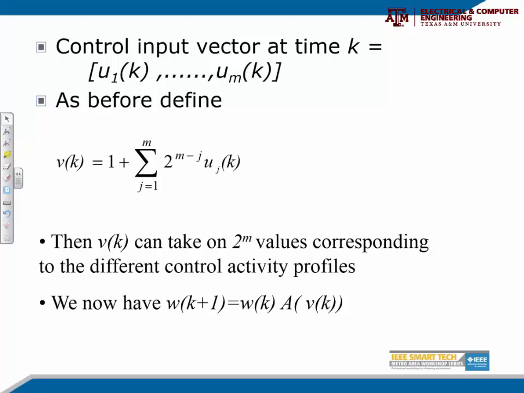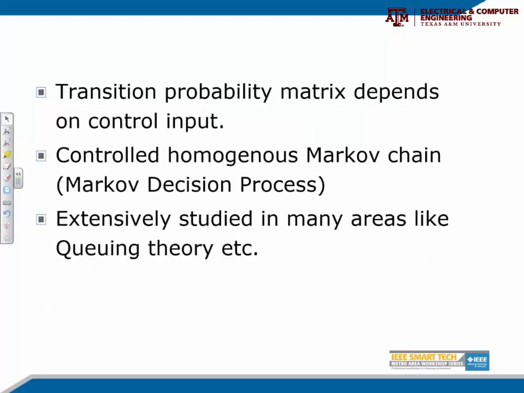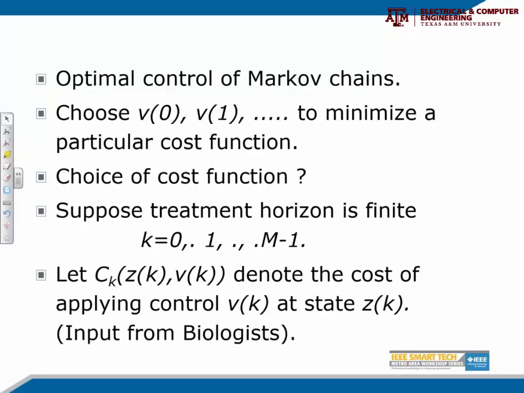Where Wk is the probability distribution vector, right? So this is going to tell you how the probability distribution vector transitions, right? And you have the stochastic matrix of transition probabilities, but now they depend on the control, right? So this becomes a control Markov chain or a Markov decision process, right? And this has been extensively studied in many areas like queuing theory and so on, okay? And you're an industrial engineering person, I'm sure you're familiar with this stuff, right? In operations research, they use it a lot, okay?